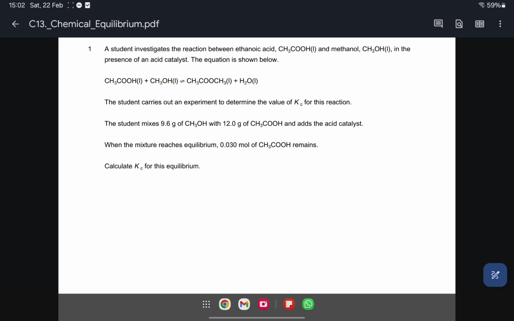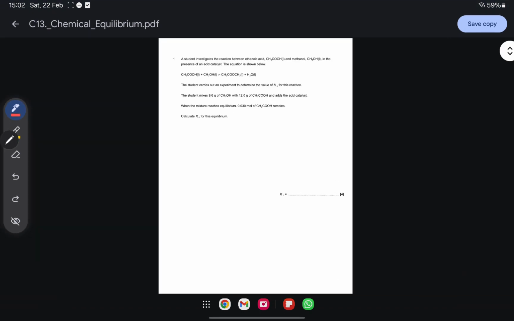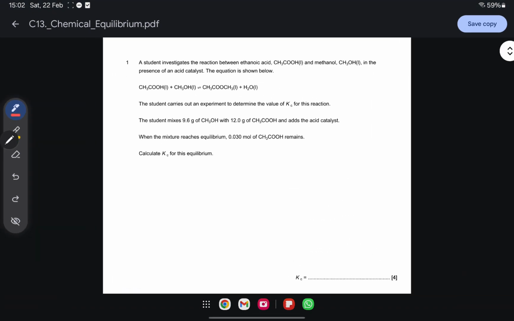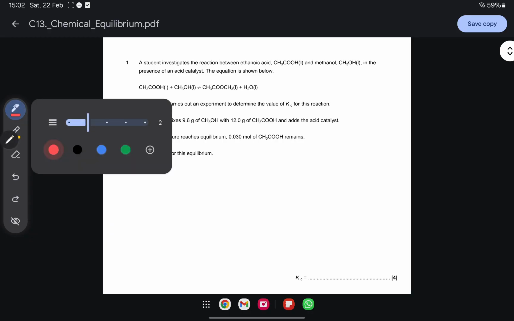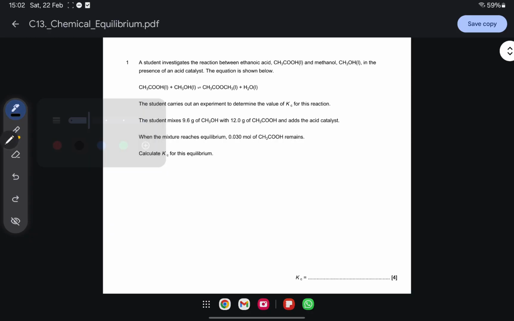I think it's very helpful to get used to write down, first of all, the Kc, because that's what you're going to have to calculate. So this is my tip. Always write down the Kc of this equation, because this will help guide your calculations. So in this case, Kc is equal to CH3COOCH3 times H2O. Remember, it's always the concentration of the products over the concentration of the reactants.